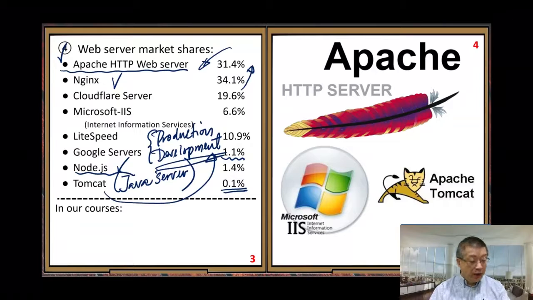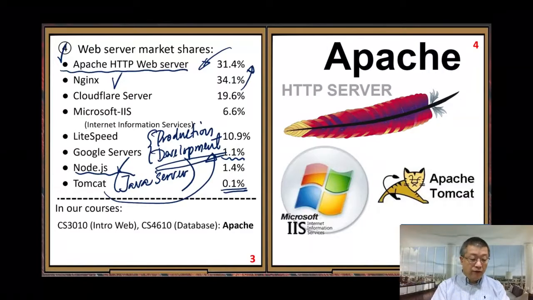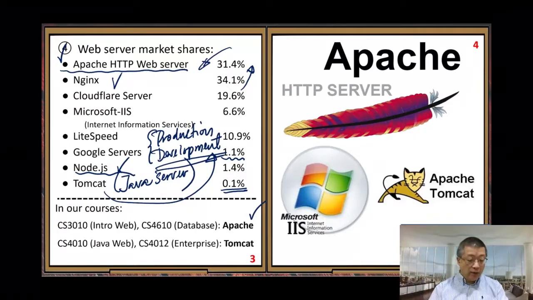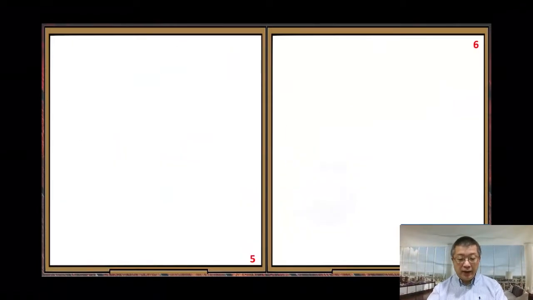Now, in our courses, this one, 3010, and database 4610, these two, we use the Apache web server, the Apache HTTP web server. But for 4010 Java web programming and 4012 enterprise Java web development, these two, we use the Tomcat web server. Yeah, this one. All right.